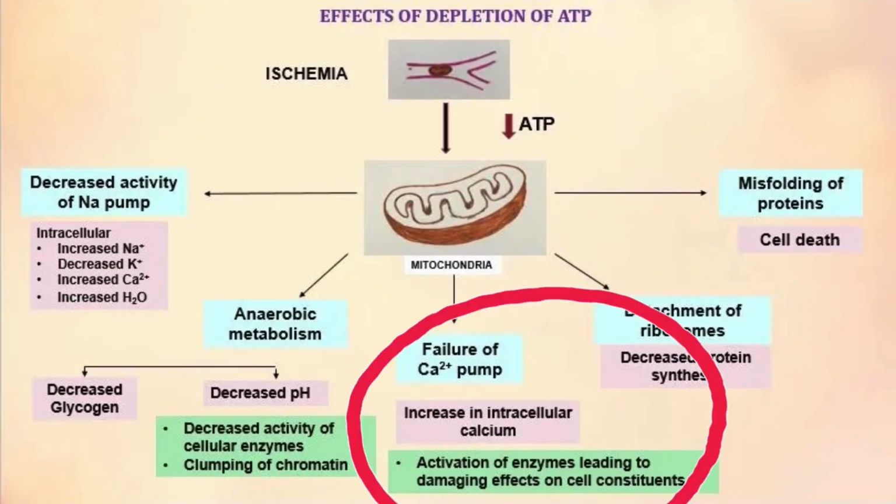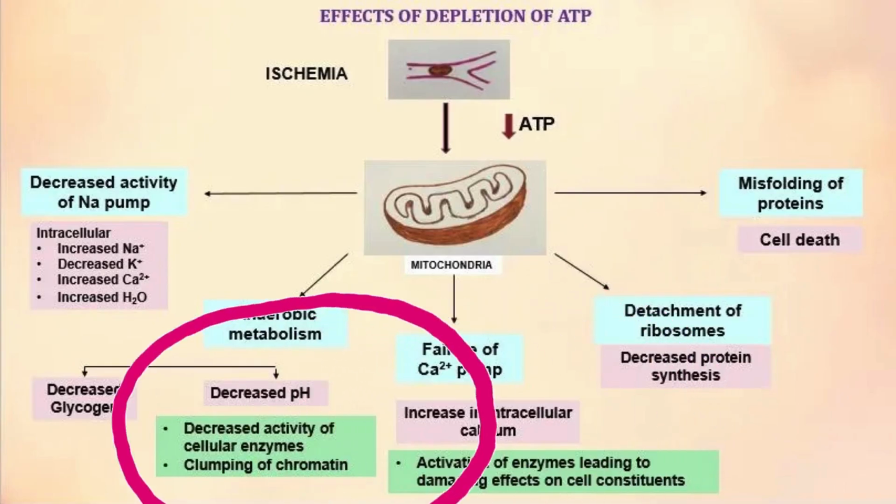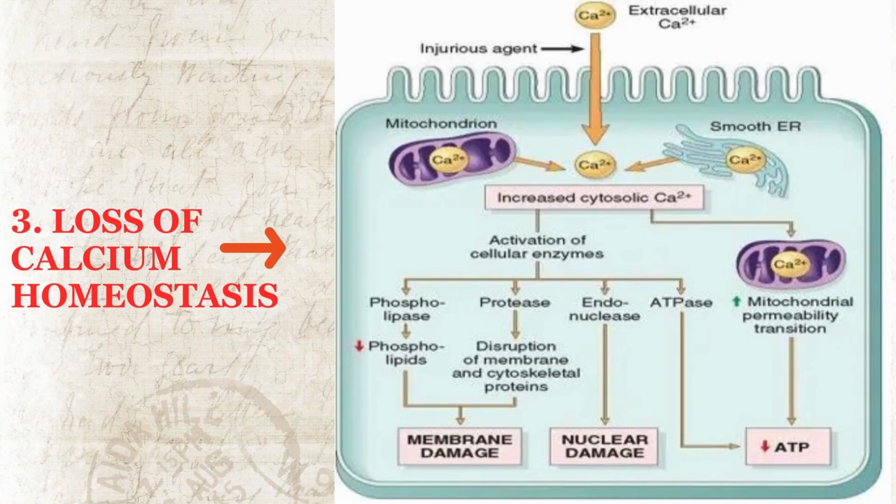Loss of calcium homeostasis. Normally, calcium inside the cell is almost zero. It's locked outside or in the endoplasmic reticulum. In injury, the pumps fail and membranes break. Calcium floods into the cytoplasm, and this intracellular calcium acts like an activation key for enzymes you don't want active. They act like a rampaging mob.